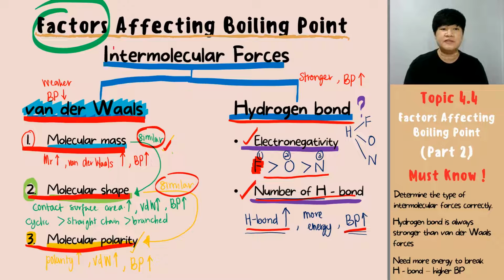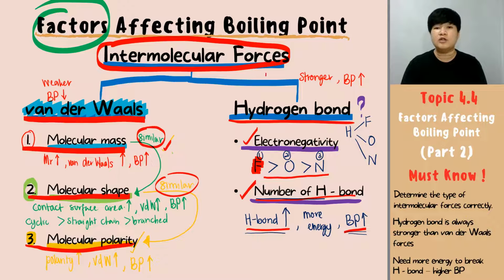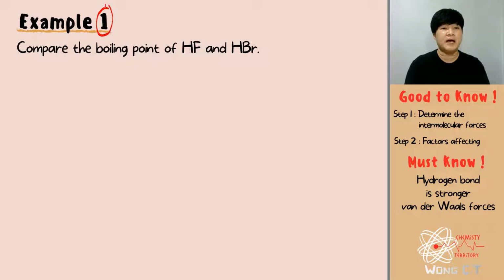Bear that in mind, the first thing that we will always do is to identify the type of intermolecular forces that you have for your compound, knowing that hydrogen bond is always stronger. Therefore, the compound having hydrogen bond will always have a higher boiling point compared to the compound having weak van der Waals forces. Bear that in mind. Let's go for the first example that I have over here.